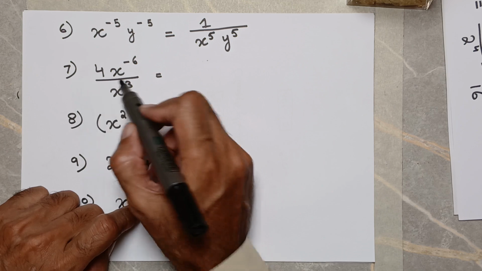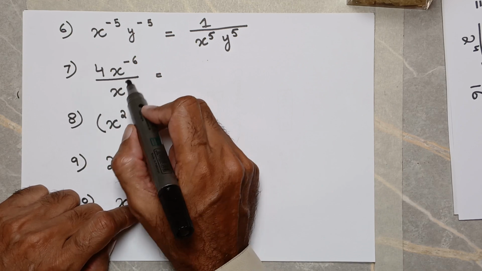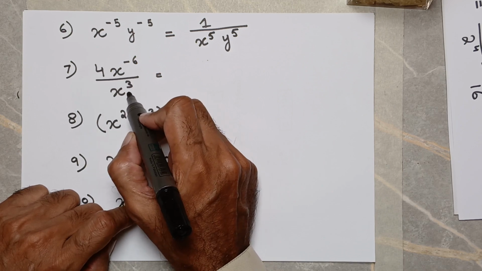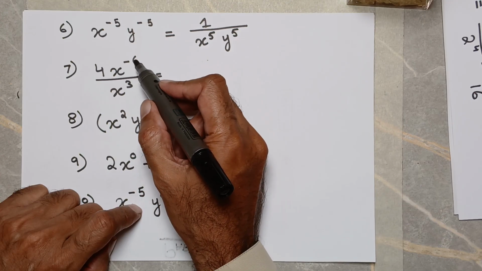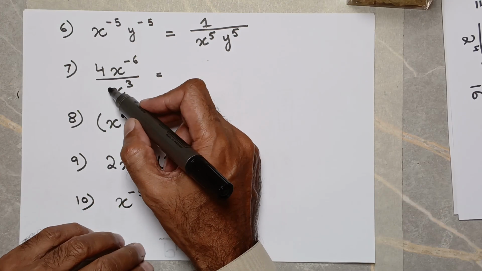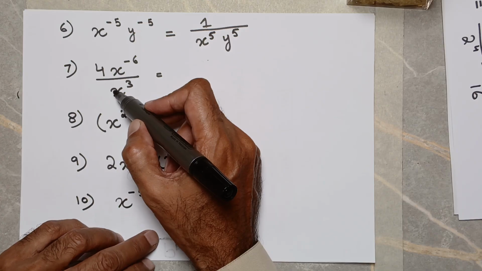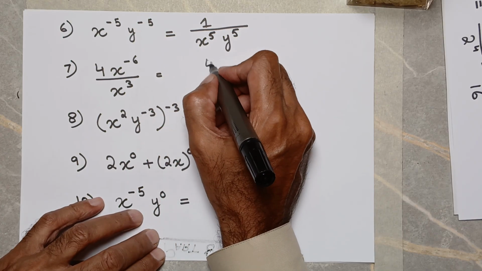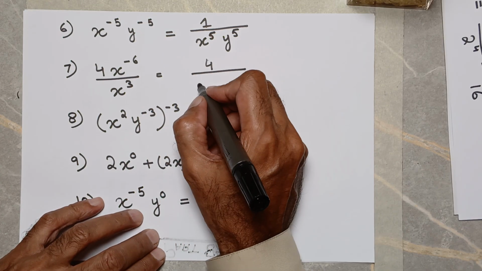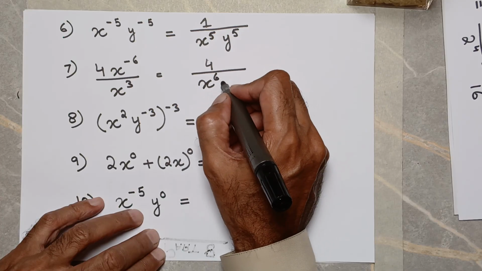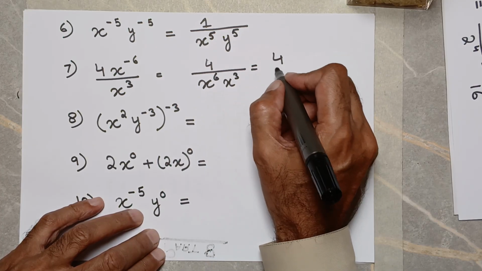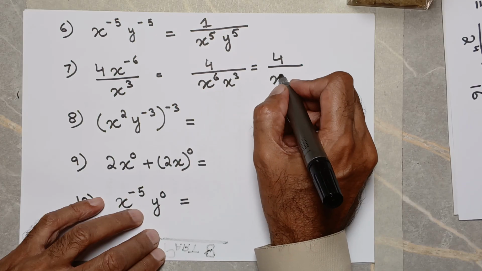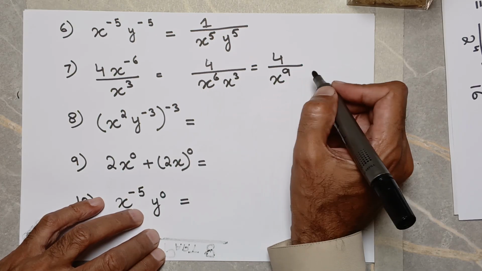Question number 7, 4x raised to the power minus 6 divided by x raised to the power 3. We will simply take this x to the minus 6 towards the denominator side and it will become 4 divided by x raised to the power 6, x raised to the power 3, and the final answer will be 4 over x raised to the power 9.